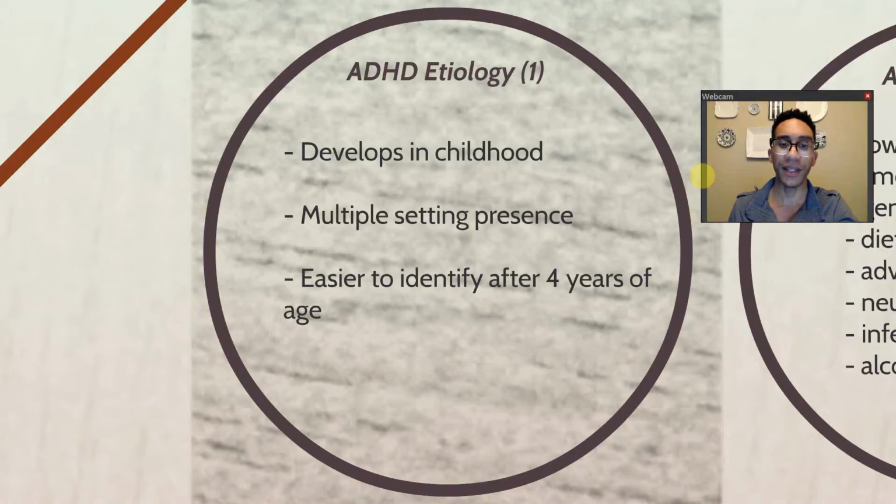It's easier to identify after 4 years of age for children, because kids who are younger than 4 years old are pretty hyperactive, if you've ever been around kindergartners or preschoolers. So it's kind of hard to say, oh, little Susie has ADHD, when every kid is throwing blocks around the room. So what makes little Susie any different?